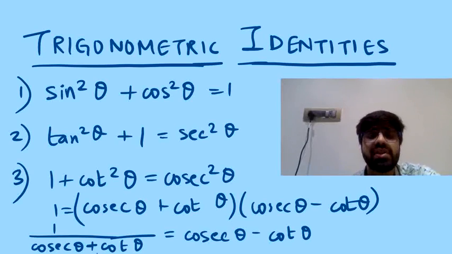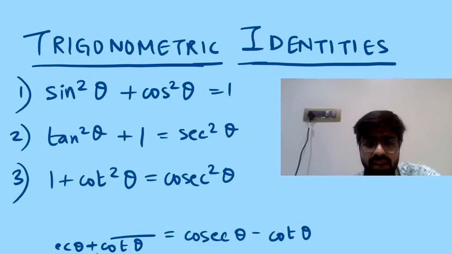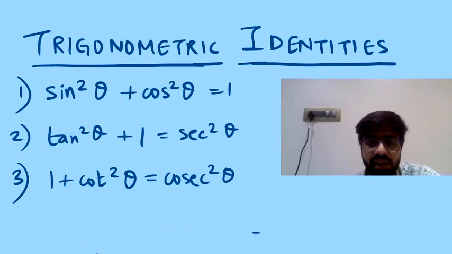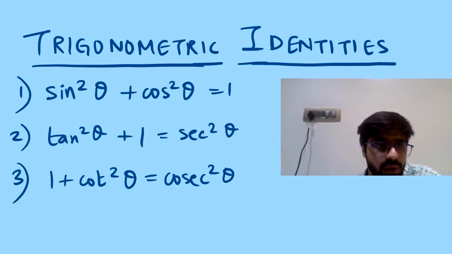So again our inference is the same, that cosec theta plus cot theta and cosec theta minus cot theta are reciprocals of each other. So yeah, these are your three trigonometric identities, and this is the very first thing that you should be clear with while you are going ahead with the trigonometry of 11th standard.